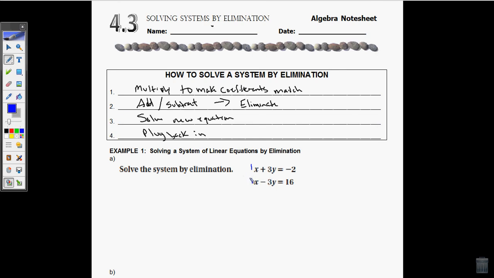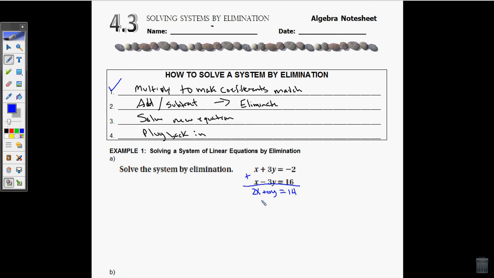I could add or I could subtract the equations from each other in step 2 in order to eliminate one of those variables. So for the simplicity of this one, I'm going to add the equations together. I have matching coefficients, so I move on to step 2. Step 1 is done, and I add the equations together to eliminate. Now what happens? When I add, x plus x is 2x, 3y plus negative 3y gets me 0 y's, and that equals negative 2 plus 16, which is 14.